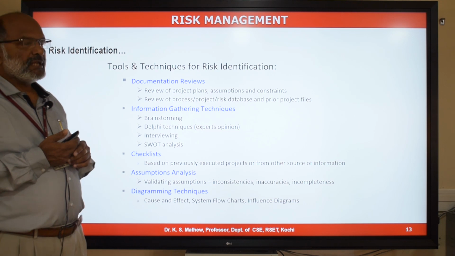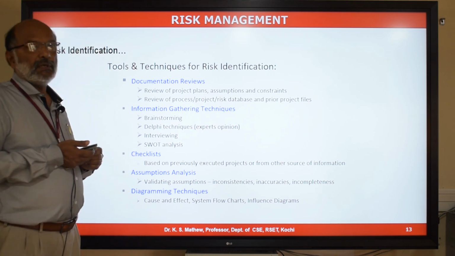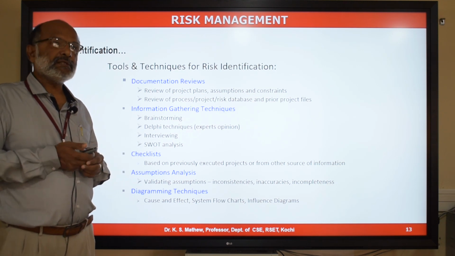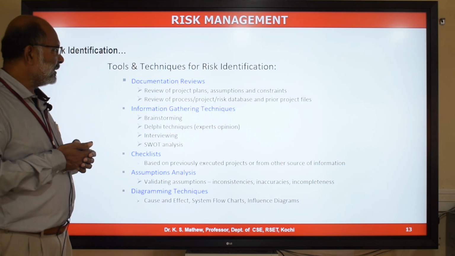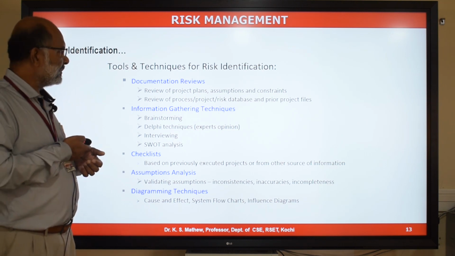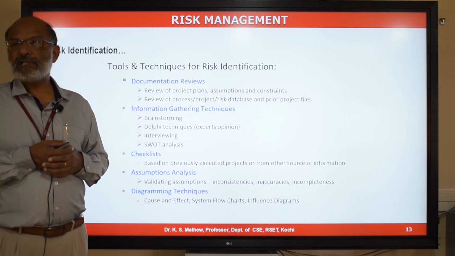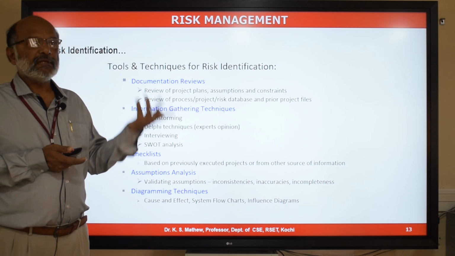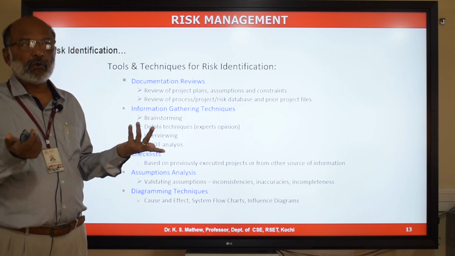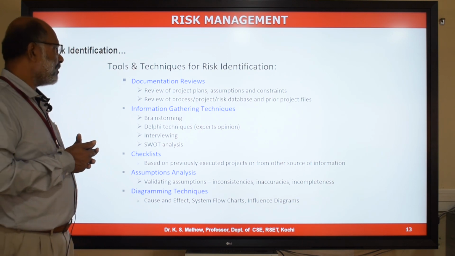So what are the other tools and the techniques for risk identification? Documentation reviews. You may have a lot of documents like project plan, software requirement specification, design document. In all these documents, you may document something called assumptions and constraints. If you analyze these assumptions and constraints, you will be able to identify a risk which is related to an assumption. If the assumptions go wrong, that may lead to a risk. That way you can identify risk by reviewing the documents.